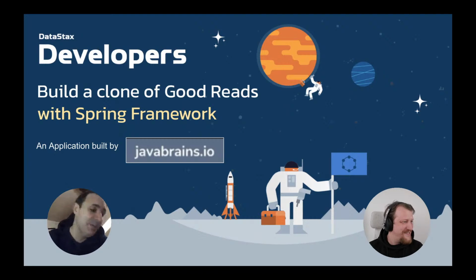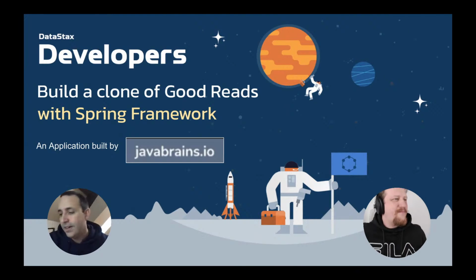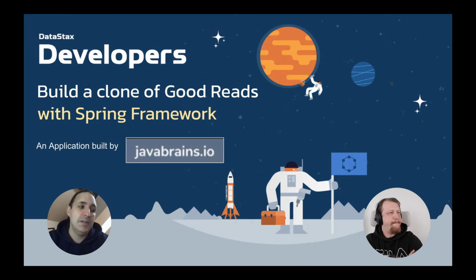Super happy to be with you today for the 2 hours workshop on how to build a clone of Goodreads with the Spring framework. This work has been made possible by the Java Brains video, who did 16 videos on how to build this app in a deep dive. So what we did, we took the code, improved it quite a lot, you will see, and explain to you how to build a great application.